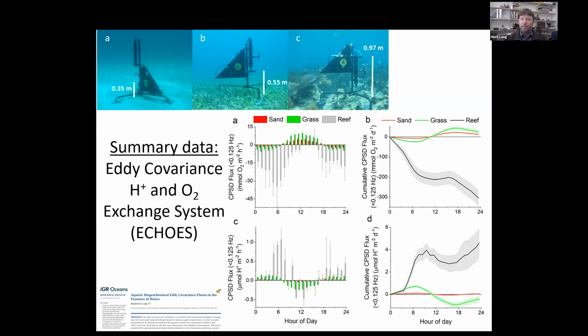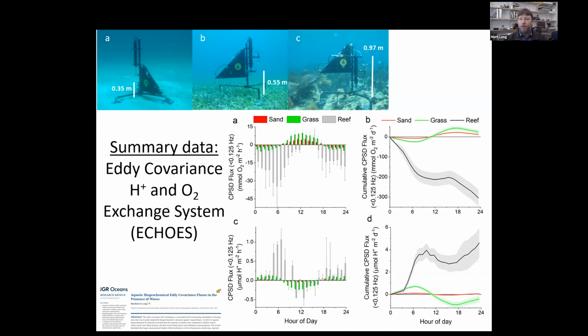In green, we have the seagrass bed. You can see the fluxes are much bigger there. And then the gray bars are the reef. And I should highlight that these are fairly degraded reefs in the Florida Keys. So these are dominated by octocorals, sea fans, sea rods, that sort of thing. And you can see there's a very strong net heterotrophy in those degraded reef environments.